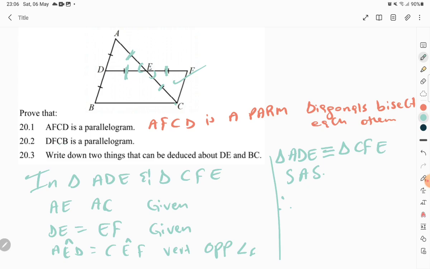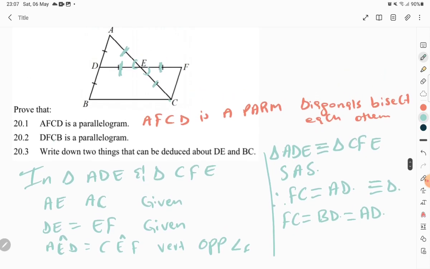Therefore, what we can say, FC is equal to AD, arising from congruent triangles. So we needed to find that this side is also equal to that side. So those sides are equal to each other, which means we have these sides that are equal to each other. Okay, so that means FC is equal to BD now, right? Equal to BD, because they are both equal to AD, right?